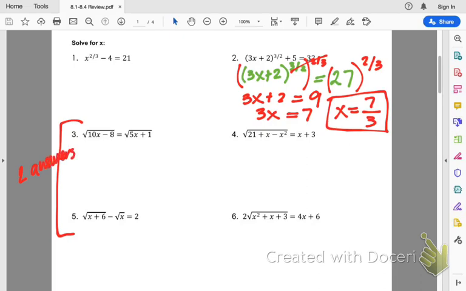If you have to factor it and solve, or use the quadratic formula and solve or something, then that's when you have to check your answers and see if you have any extraneous solutions.